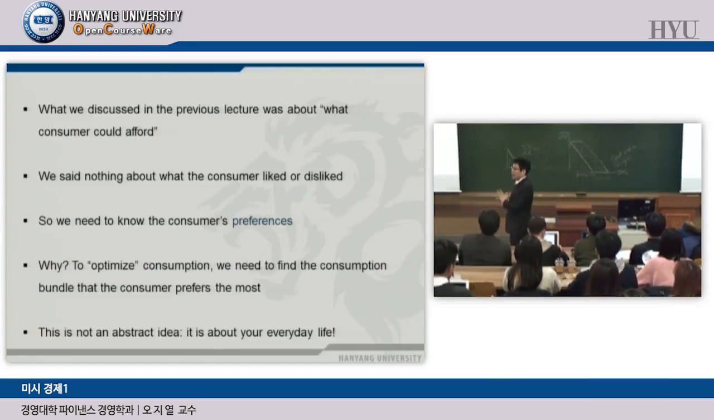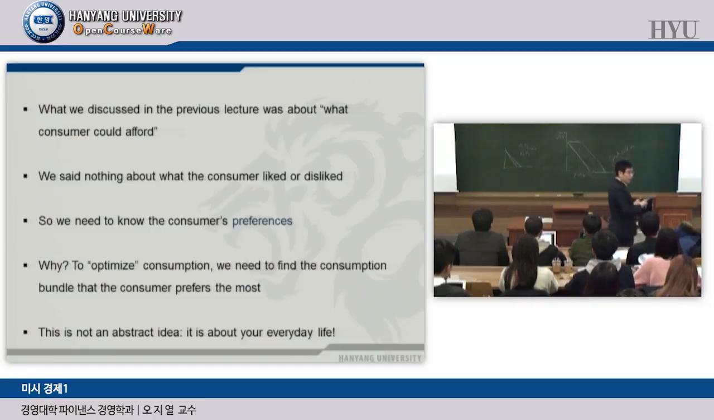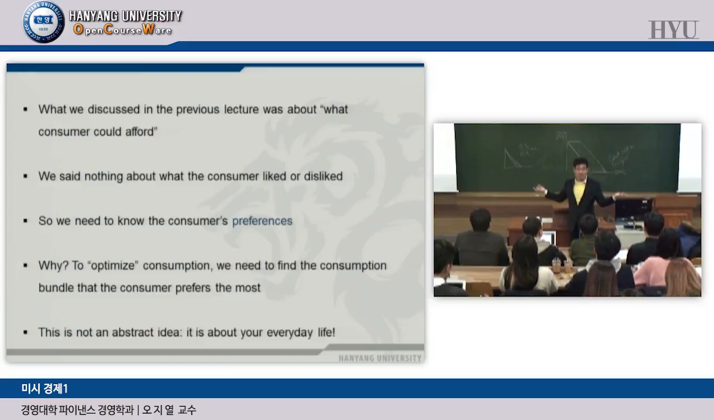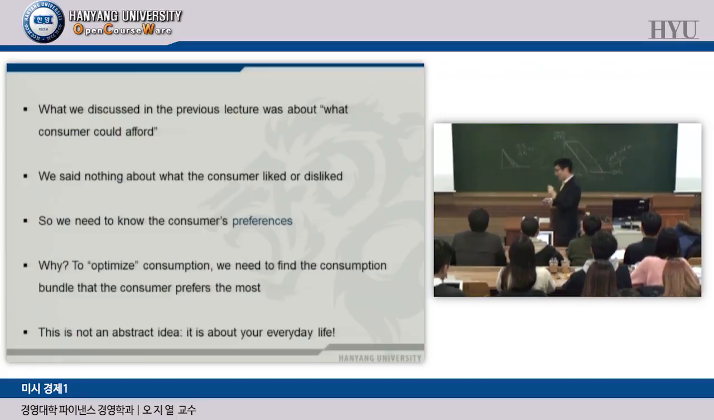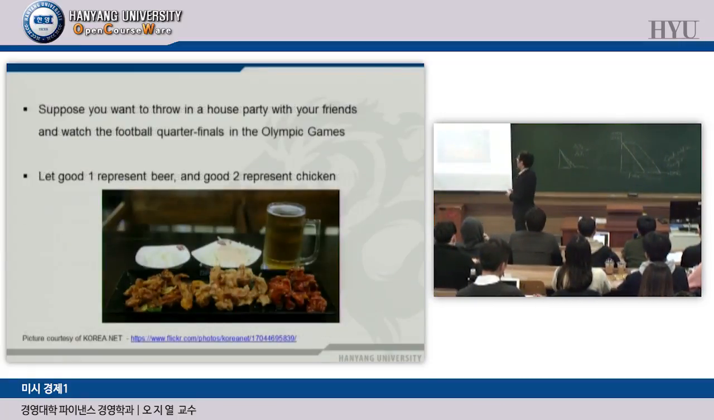It's not an abstract idea. Preferences about your everyday life. Do I take the bus or do I take the subway? Do I go for, say, if we go to Nanuri Shikdang here, we have about 3 different options. Do we go for the student menu A, student menu B, or if you want to go for the faculty menu, faculty menu A, faculty menu B, whatever. It's about how you choose between different possibilities.